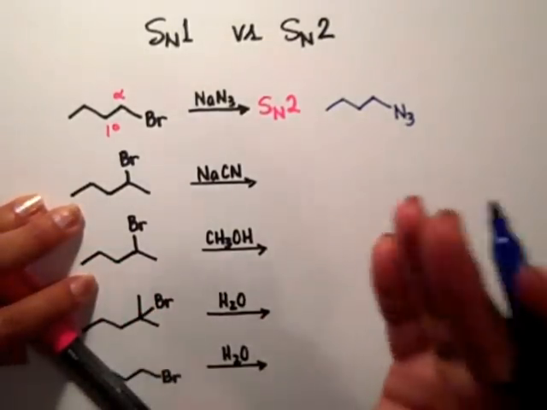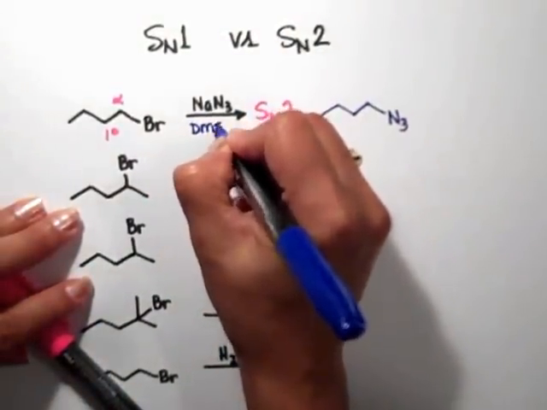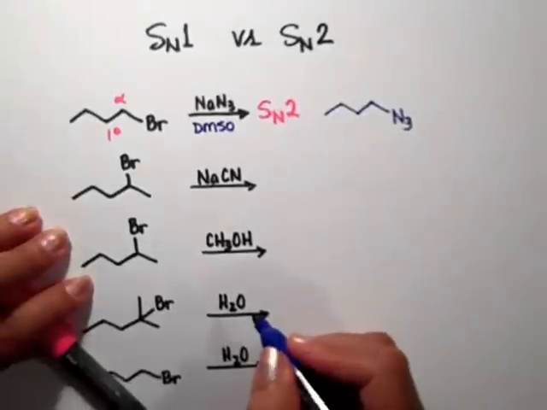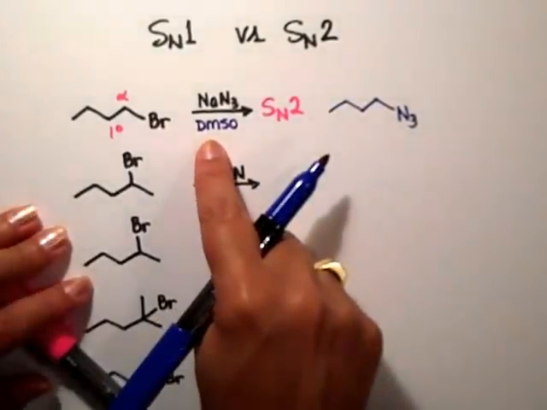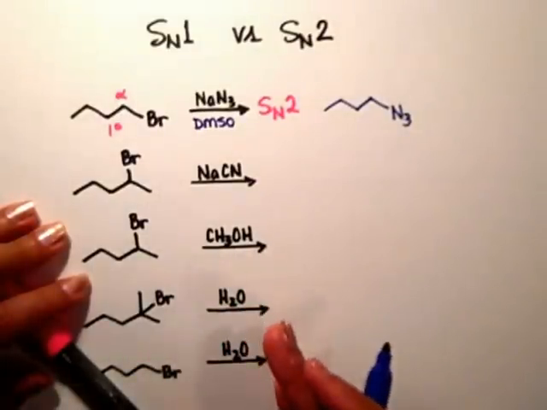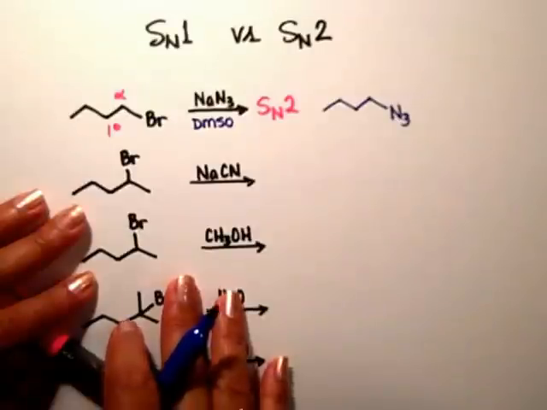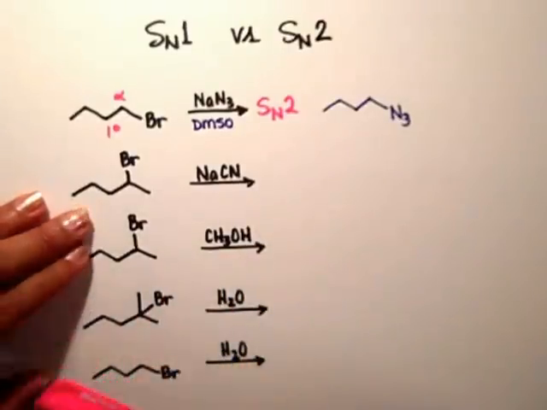If you're worried about the solvent, let's use a good solvent. Let's use DMSO for this SN2 reaction. Remember, DMSO is an aprotic solvent, and it helps the SN2 go a little bit faster. Usually the SN2 is slower than the SN1, so you need to help it along.